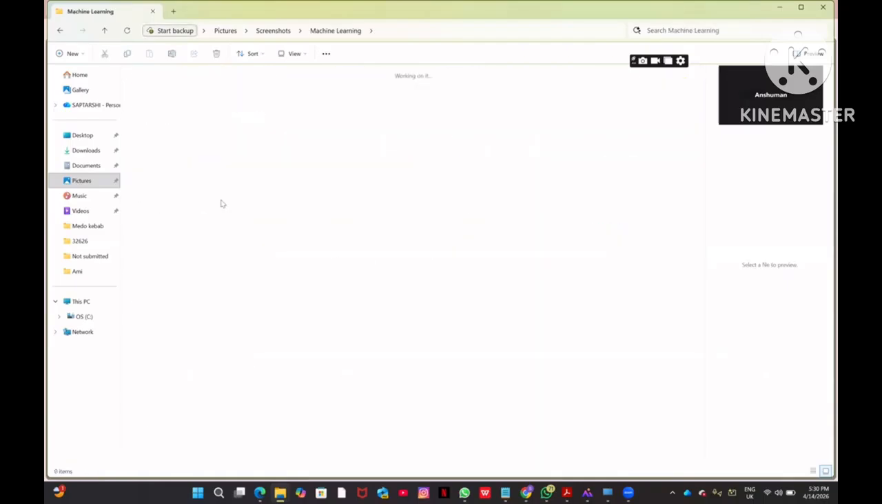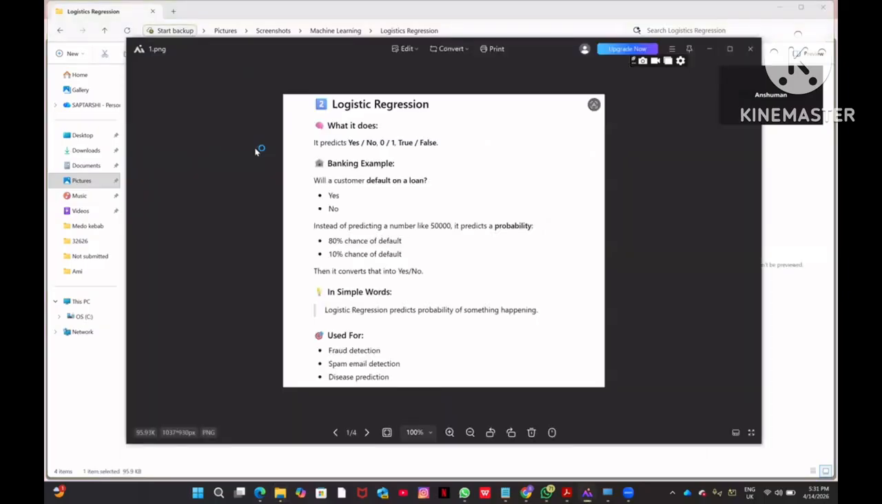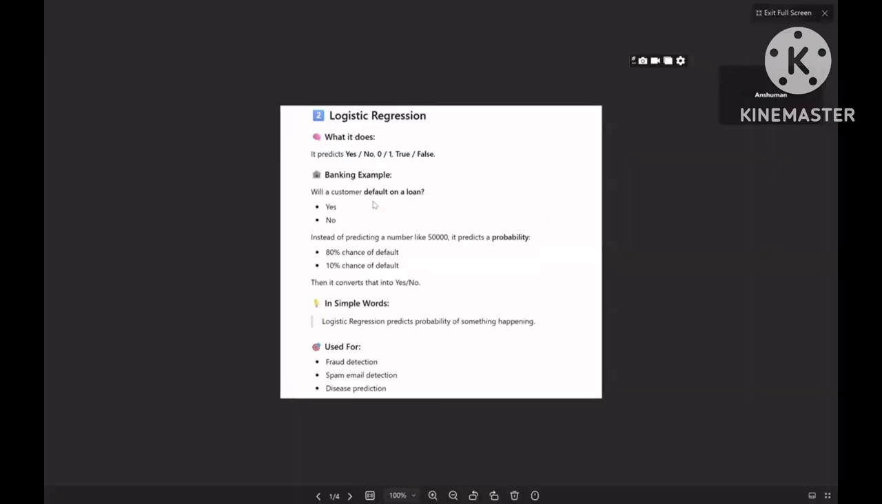Okay, so this is logistic regression. The question is, what is logistic regression? First of all, it is part of classification. Always remember it gives a category. That means it is yes or no, 0 or 1, true or false. This kind of information it gives.